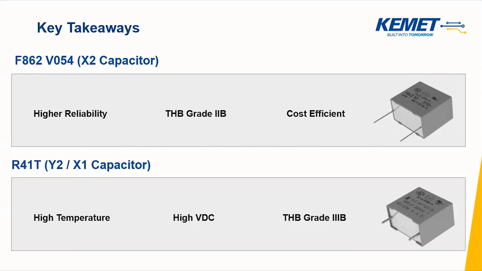R41T is our Y2 capacitor series, which can also be used as an X2 capacitor, which is also very reliable, and THB grade 3B, so 85,000 hours at rated voltage, with higher temperature capability up to 125 degrees centigrade and a higher DC voltage rating going up to 1500 volt DC, making it a suitable candidate for Y2 applications. And this is also the latest product, and furthermore, the only product with higher temperature capability.